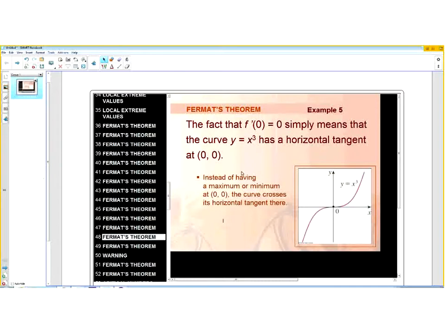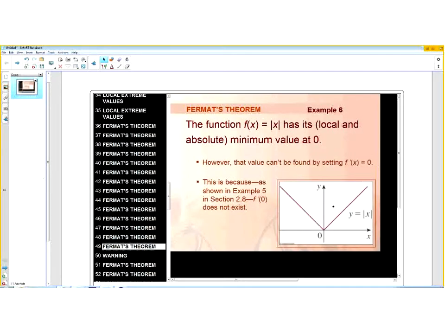And the author goes on to say that there's a horizontal tangent at the origin, and the graph crosses its horizontal tangent. So if the graph crosses its horizontal tangent, then that crossing is not necessarily a local min nor a local max. Okay. All right.